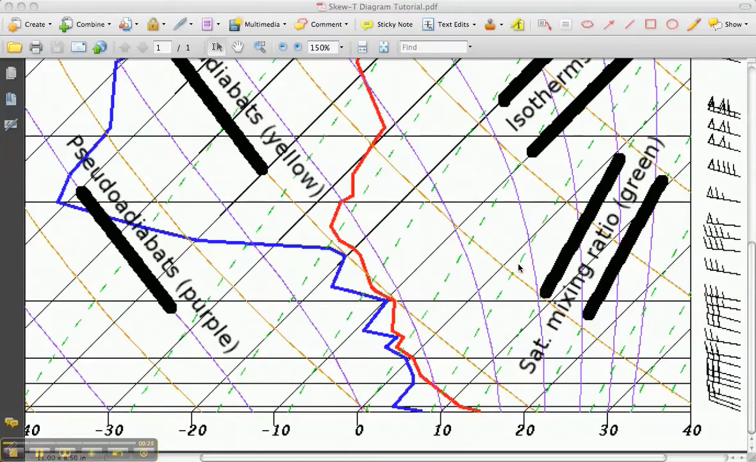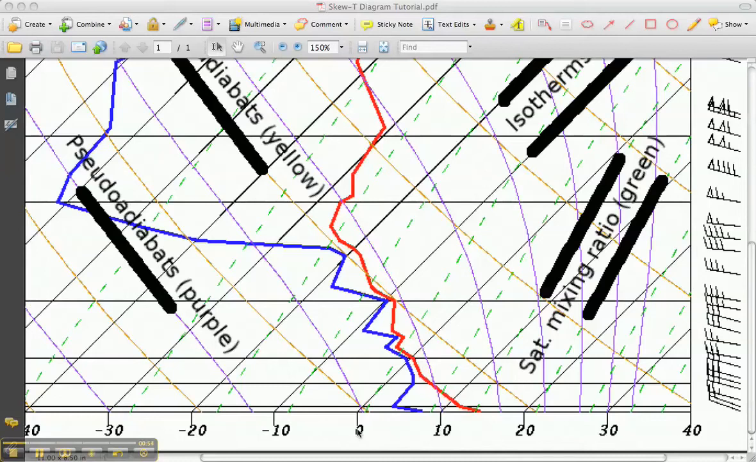Remember we talked about humidity and we talked about different ways of measuring it. The saturation mixing ratio is one of those ways, and we're looking at how many grams of water vapor in a kilogram of air. So what we're looking at, these dashed green lines. Now you'll notice the saturation mixing ratio values in terms of grams per kilogram are not shown on this particular chart, at least the values.